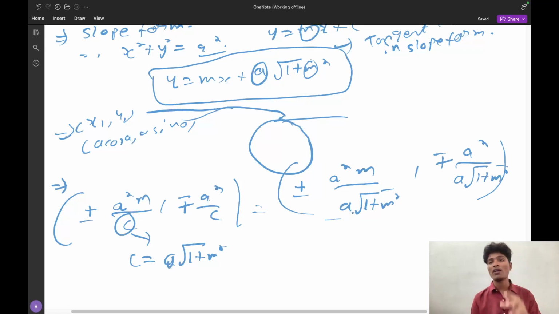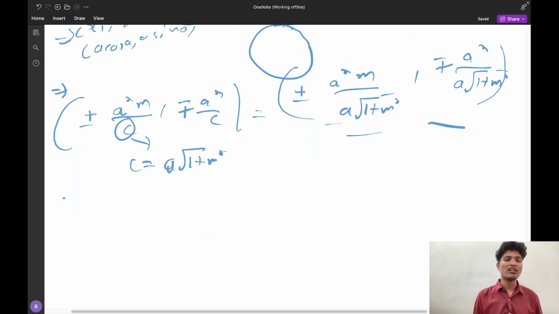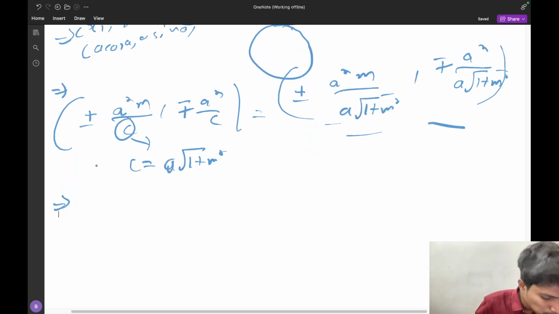So in order to find the point of contact in the slope format of the tangent, at what point it is touching the circle, you have to use this formula. That is, in order to calculate the point, we are using this one. So this is the point of contact.